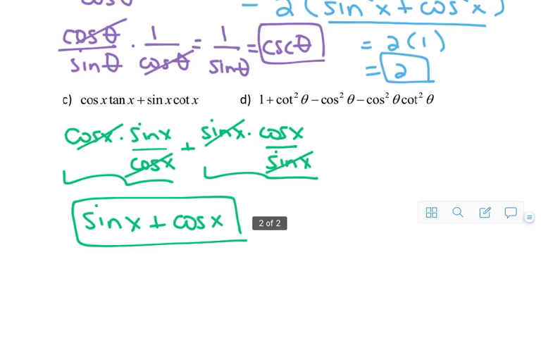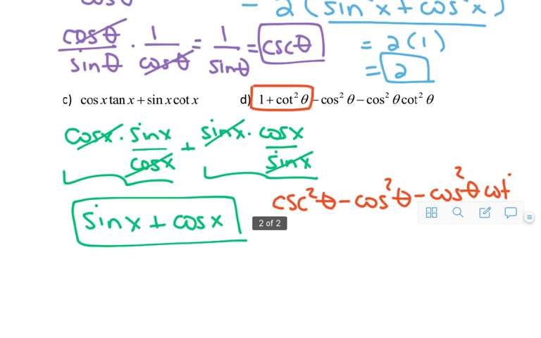Part D was kind of a nasty one. I had to do it a couple of times to come up with a really good way of figuring out the answer. So this is what I ended up doing. I started the problem by noticing that this was one of the Pythagorean identities: 1 plus cotangent squared theta was equal to cosecant squared. I'm going to write it down here. And then I had minus cosine squared minus cosine squared cotangent squared.